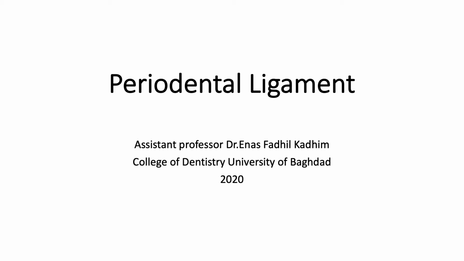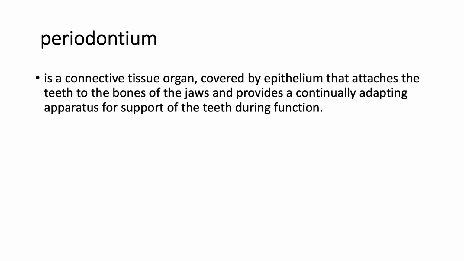Now we have periodontal ligaments. What is the periodontium? It is a connective tissue organ covered by the epithelium that attaches the teeth to the bones of the jaw and provides a continually adapting apparatus for support of the teeth during function.